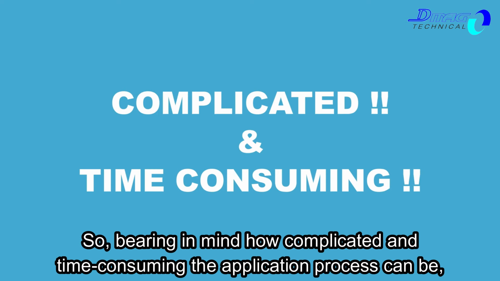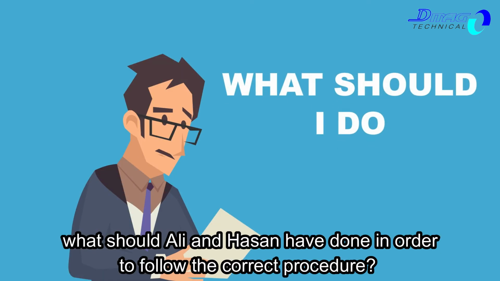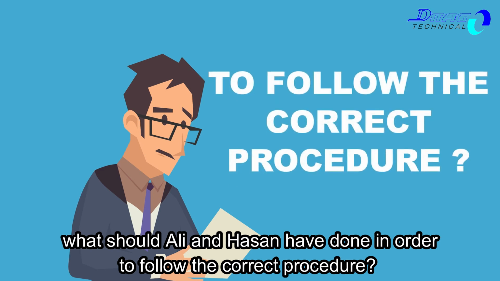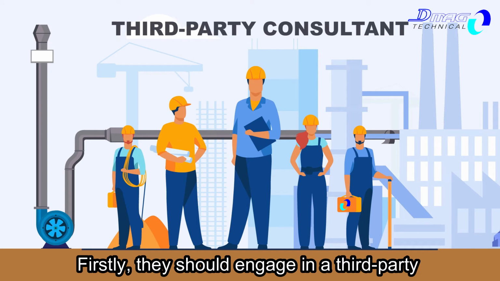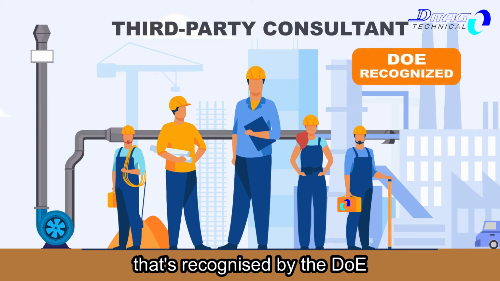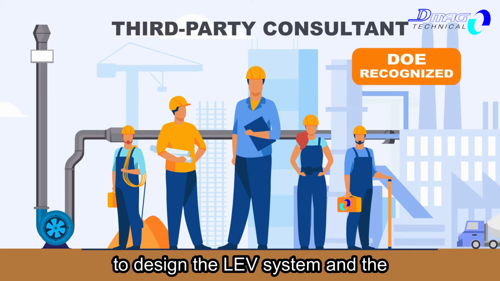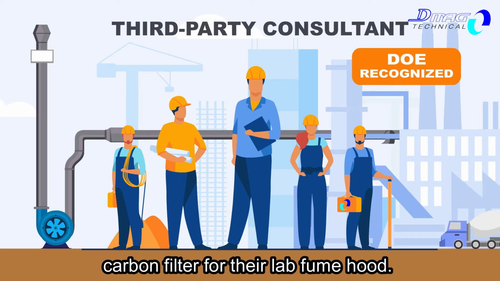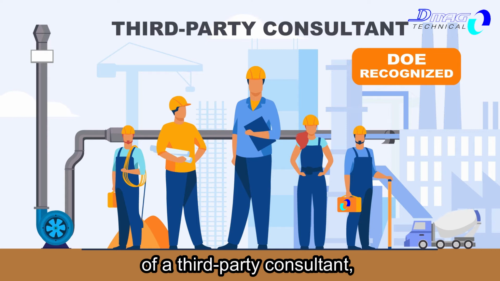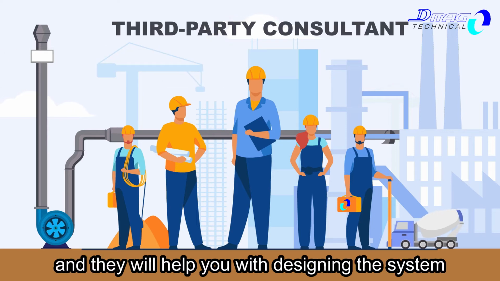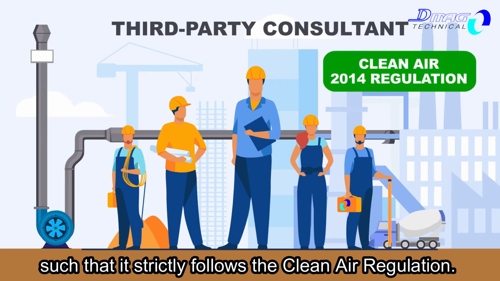So, bearing in mind how complicated and time-consuming the application process can be, what should Ali and Hassan have done in order to follow the correct procedure? Firstly, they should engage a third party that's recognized by the DOE to design the LEV system and the carbon filter for their lab fume hood. This third party is often in the form of a third-party consultant, and they will help you with designing the system such that it strictly follows the Clean Air Regulation.